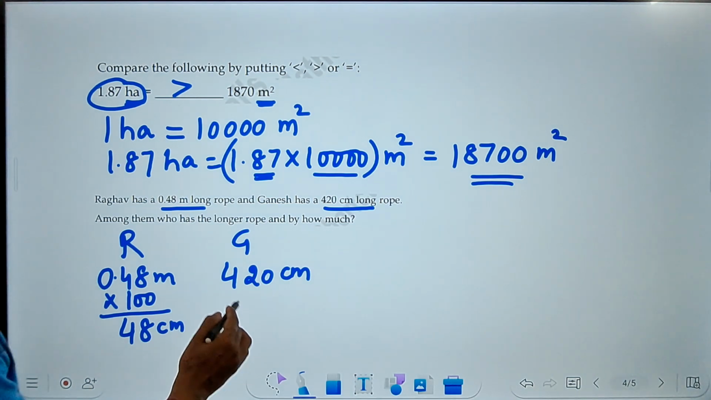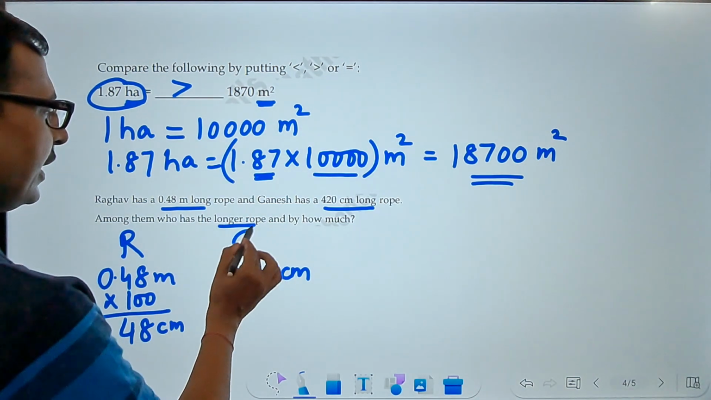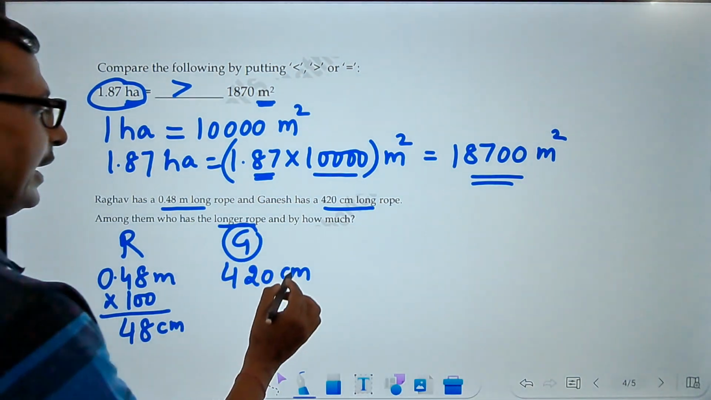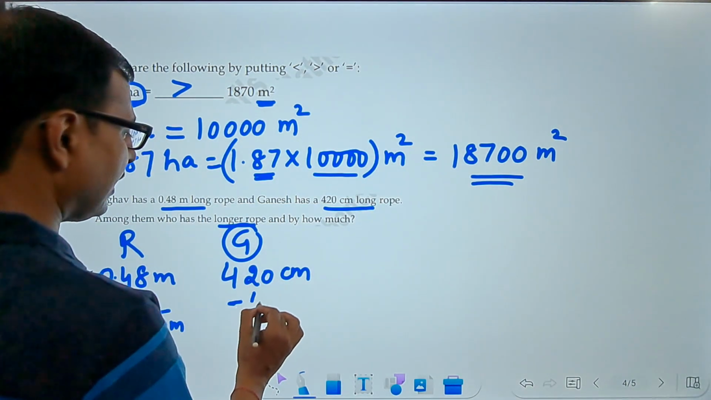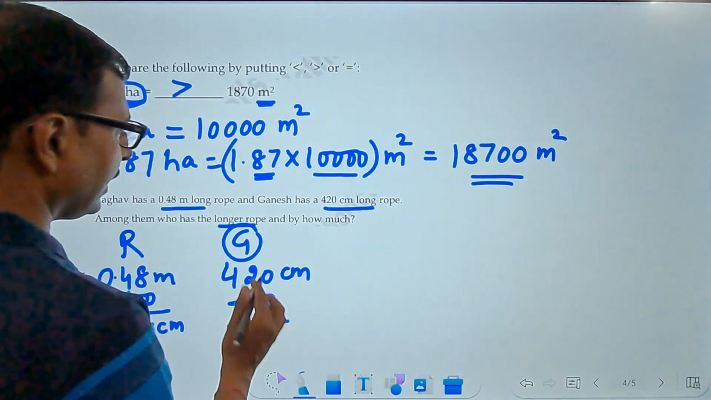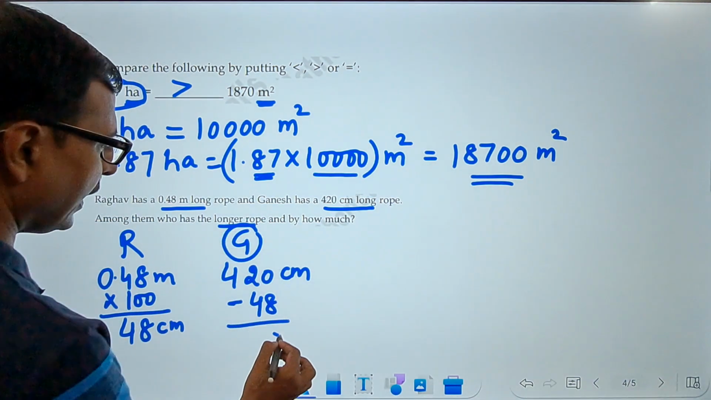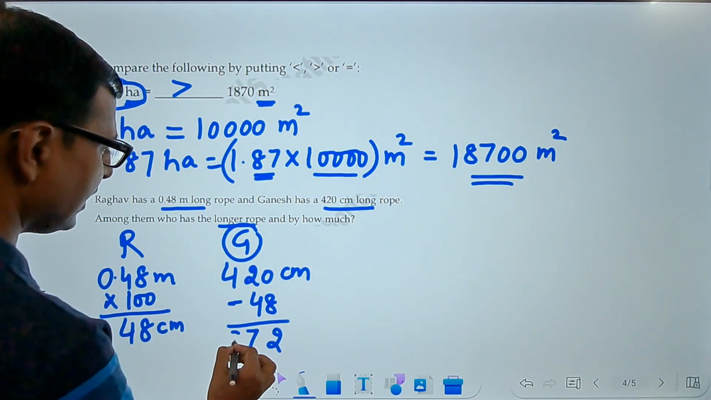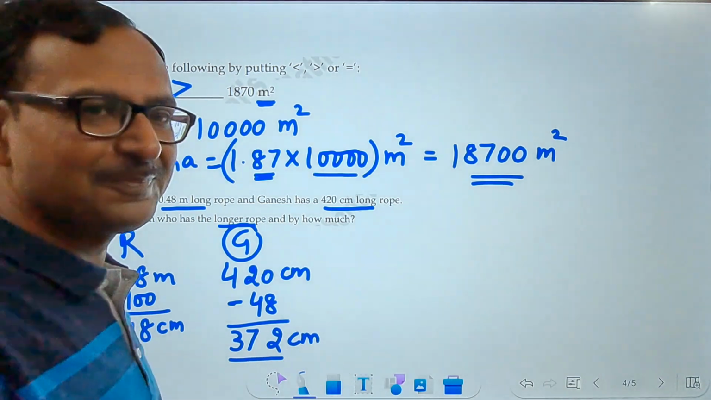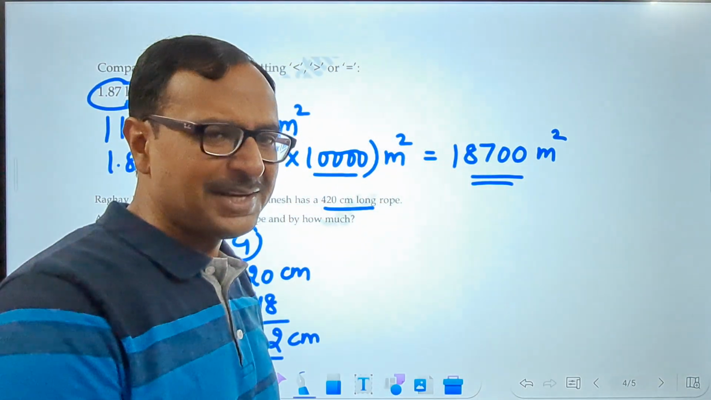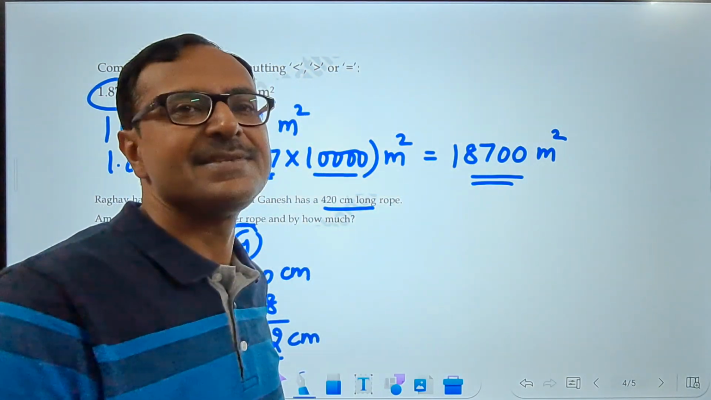So who has the longer rope? Ganesh has the longer rope, and by how much? It is the difference of 420 and 48. So Ganesh has a longer rope by, this is 372 centimeter length. Easy, no? Right? If you understand, everything is easy.